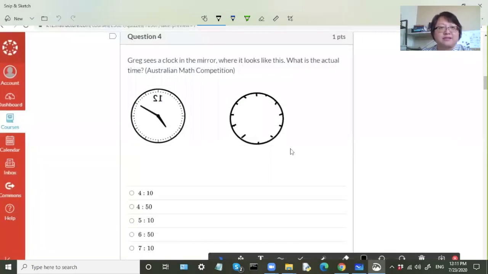Problem 4. Greg sees a clock in the mirror where it looks like this. So what is the actual time? Because this is the image we see in the mirror, to get the real clock we need to flip this image. So let's draw it here. So then we have a clock. The 12 should look like this now. Because we flip it, this minute hand should point to here. Okay, so the hour hand would point to here.